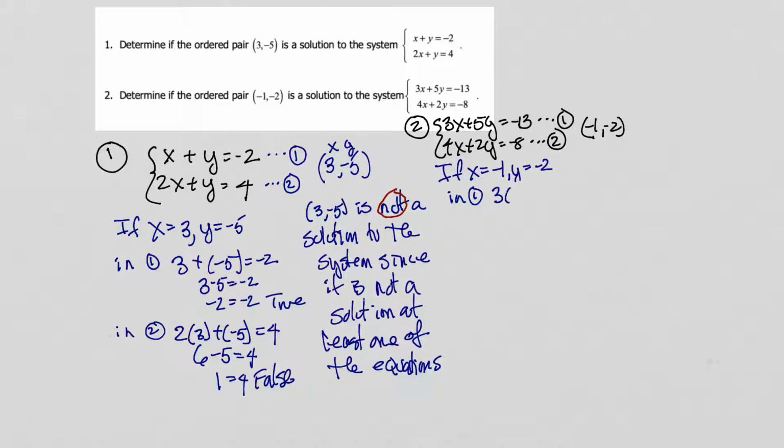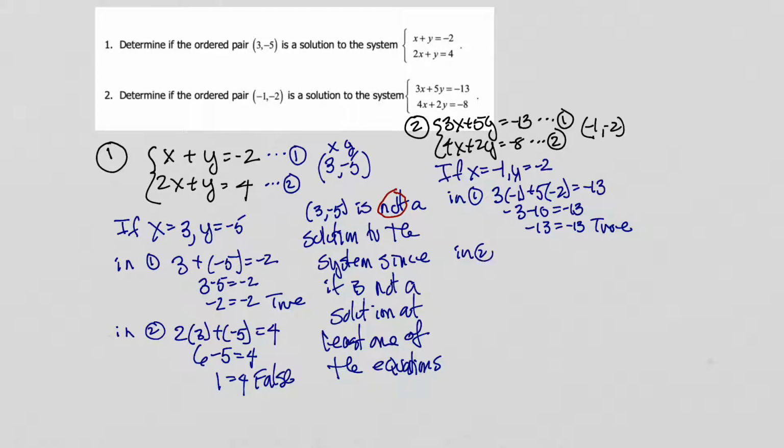We'll get 3 times x, but x is negative 1, plus 5 times y, and y is negative 2. That's supposed to be negative 13. This gives us negative 3 minus 10 equals negative 13. Negative 13 equals negative 13, true. So this point is a solution to the first equation.